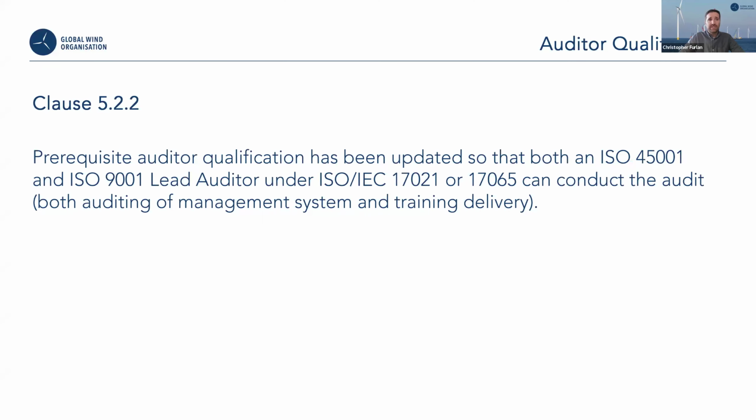So the first change I'm going to cover today is in clause 5.2.2. The prerequisite auditor qualification has been updated. So now both a 9001 and 45001 lead auditor can conduct audits. Previously, it was only an ISO 45001 lead auditor that could conduct the entire audit, whilst the 9001 lead auditor was limited to the management system portion of the audit. Please note that this is a prerequisite qualification. The auditors still need to, of course, do the AQT and ADT and make sure that they are remaining within the qualification requirements to audit GWO training.